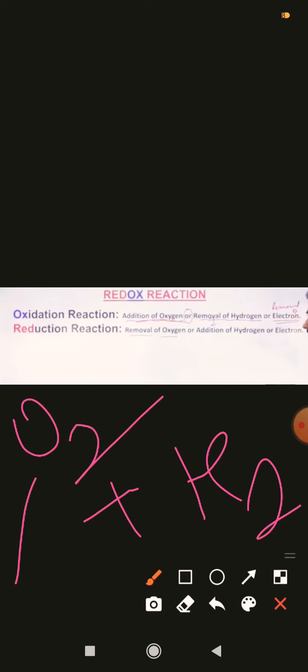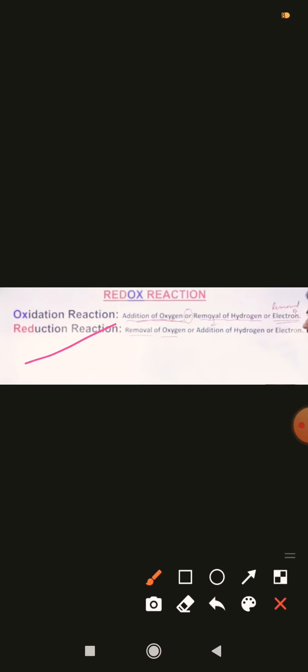And in another, harder way, we can also say that removal of electrons is known as oxidation, and addition of electrons is known as reduction. But this is not basic, this is not important. What is important is addition or removal of oxygen, or vice versa. The removal or addition of electrons is on the basis of 11th and 12th, so it's not important. Only remember that addition of oxygen or removal of hydrogen is oxidation, and removal of oxygen and addition of hydrogen is reduction.